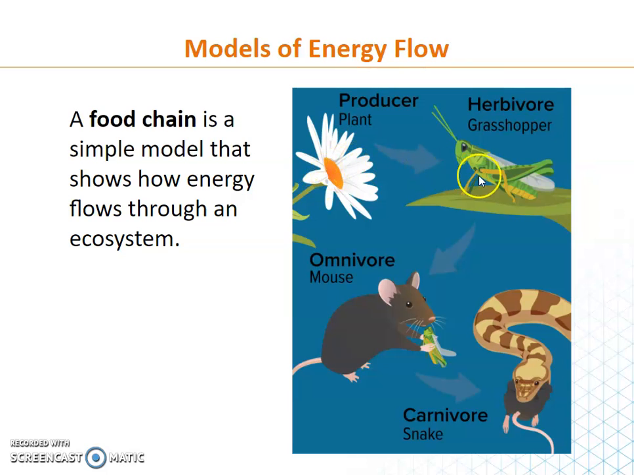Our plant gets eaten by a grasshopper, which is a herbivore. It eats only plants. Our grasshopper can then be eaten by a mouse, which is an omnivore. It eats both plants and animals. Then the mouse is eaten by a snake, which is a carnivore, meaning it eats only animals. Throughout this food chain, energy is never lost. Okay, it is just transferred from one organism to the next, to the next, to the next.